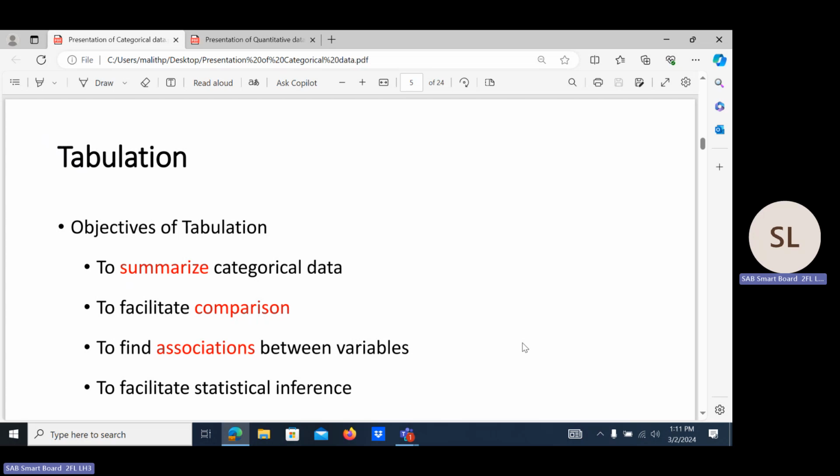The next one is to find the associations between variables. What is the meaning of the association? Give me a simple word for the association. We can find out the relationship between two variables. Association means relationship. We can identify it. Then, to facilitate the statistical inference.